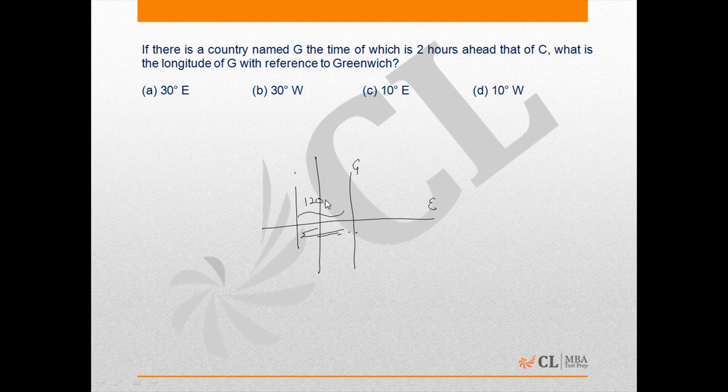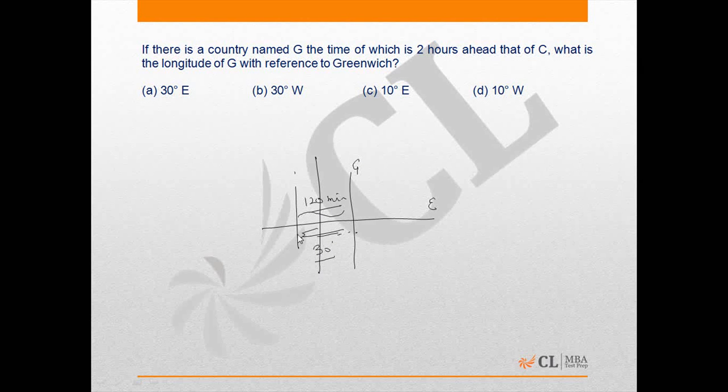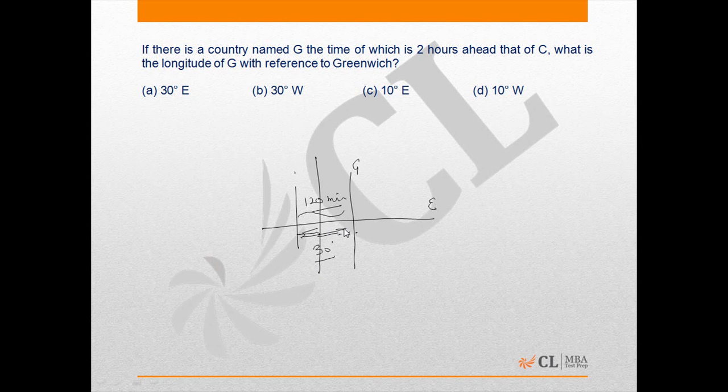120, so 2 hours is 120 minutes difference. So in longitude the difference will be 30 degree. So if 30 degree is the difference, 20 degree is up to GMT and 10 degree further. So the difference from Greenwich time GMT is 10 degree east. The third option would be the answer.